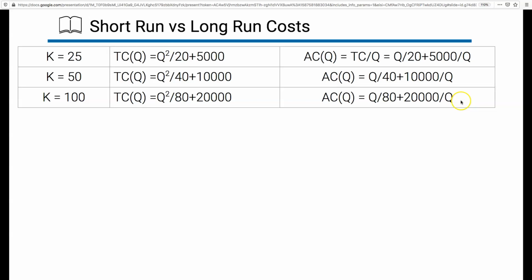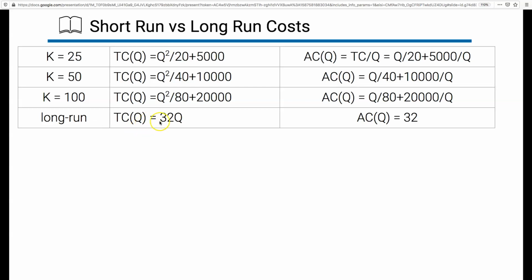Finally, let's write down what happens in the long run when the amount of capital is variable. So that means for every level of output that I want to produce, I will be doing it the cheapest way possible. This gives me a rather simple expression of total cost of 32q. Well, it's not exactly 32, it's approximately 32. And the average cost is then approximately 32. So let's graph all these four costs together on the same graph.